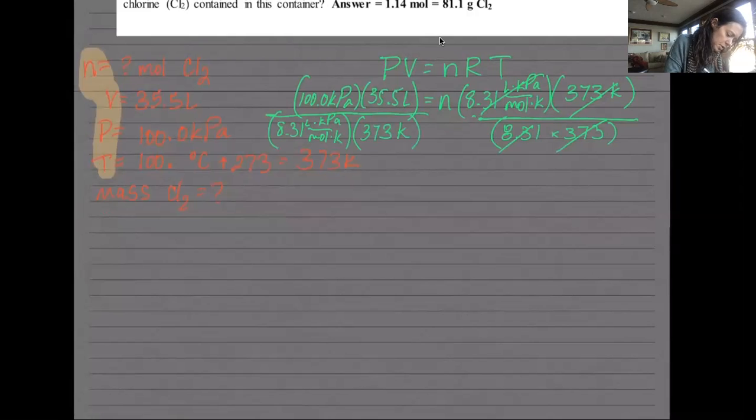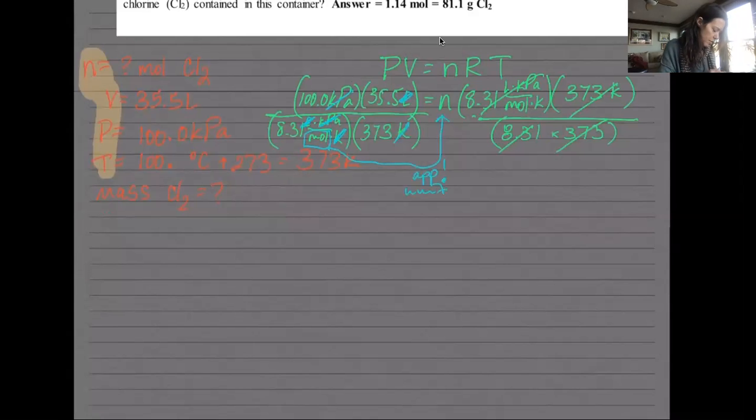Look at your units. It's the fun part. We'll see that kilopascals is gone, kelvins is gone, and liters is gone. And we're left with moles. Dividing will give us the inverse, the appropriate unit.